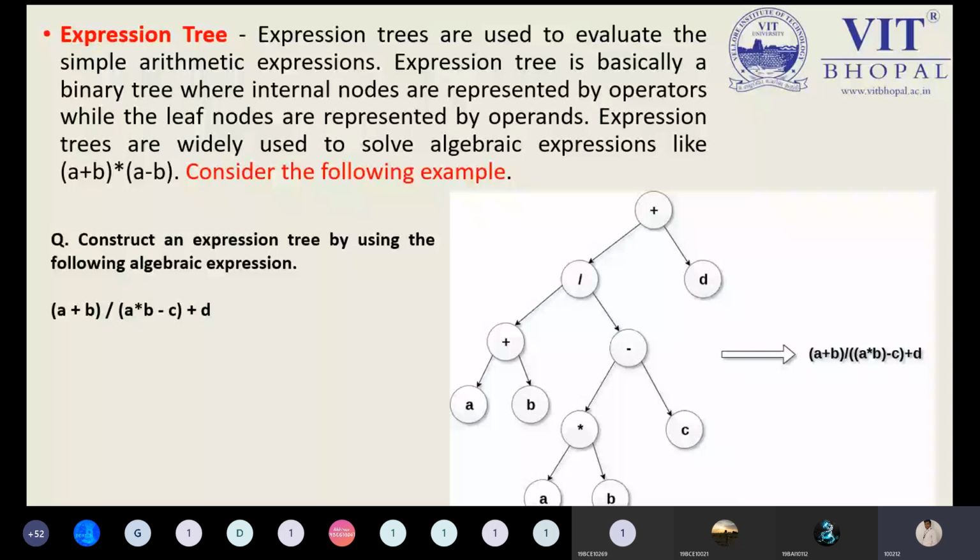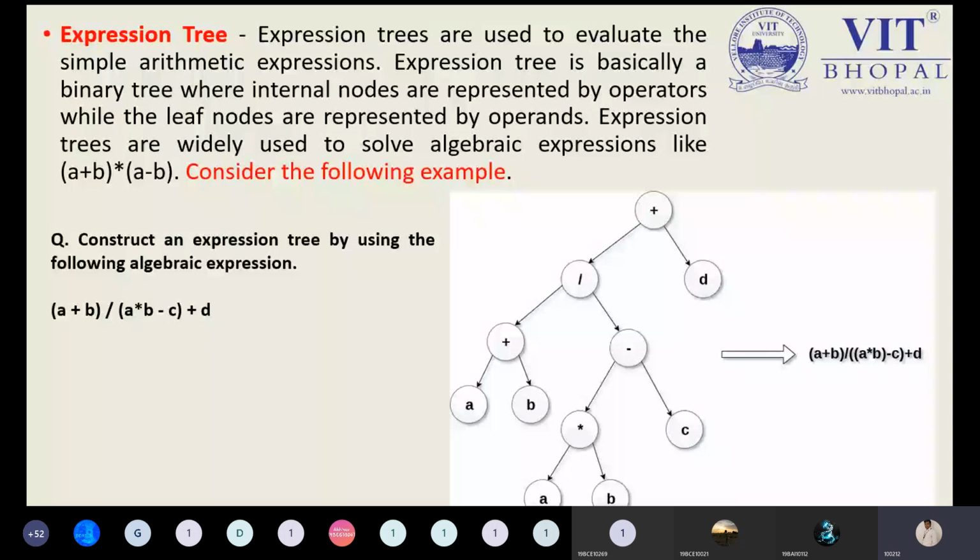Expression trees are used to evaluate simple arithmetic expressions. That point you need to keep in mind. As the name says, expression. So expression tree means we have our expression in the form of a tree, and we need to evaluate it. An expression tree is a binary tree where internal nodes are represented by operators while leaf nodes are represented by operands. All leaf nodes are always represented by operands only, and operators are used only as internal nodes, which can be the parents.